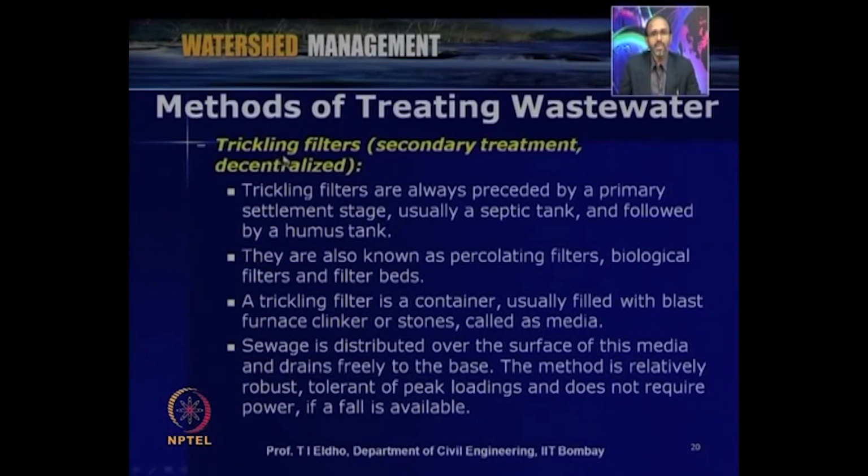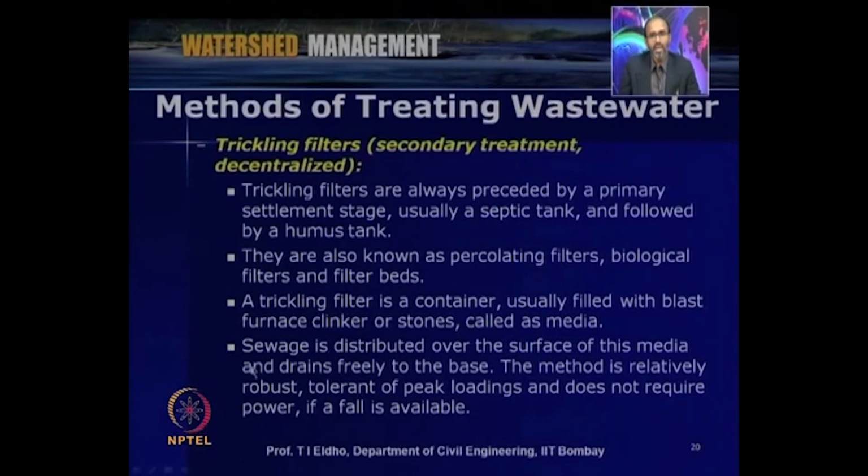Then another one is the so-called trickling filter. So, this is actually used for secondary or tertiary treatment. Trickling filters are always preceded by a primary settlement storage, usually a septic tank, and followed by a humus tank, and they are also known as percolating filters, biological filters, and filter beds.